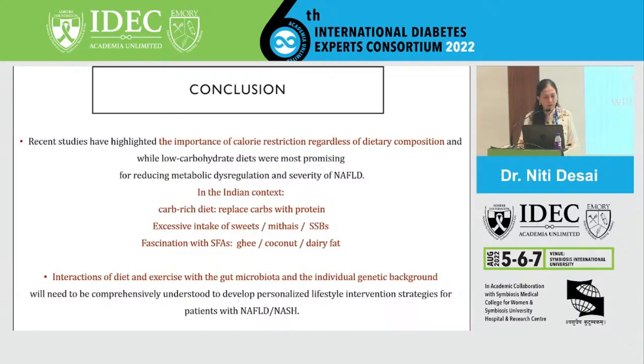Going forward, interaction of diet and exercise with the gut microbiota, as Geeta just mentioned, and precision nutrition will lead to developing personalized lifestyle intervention strategies for people with NAFL.